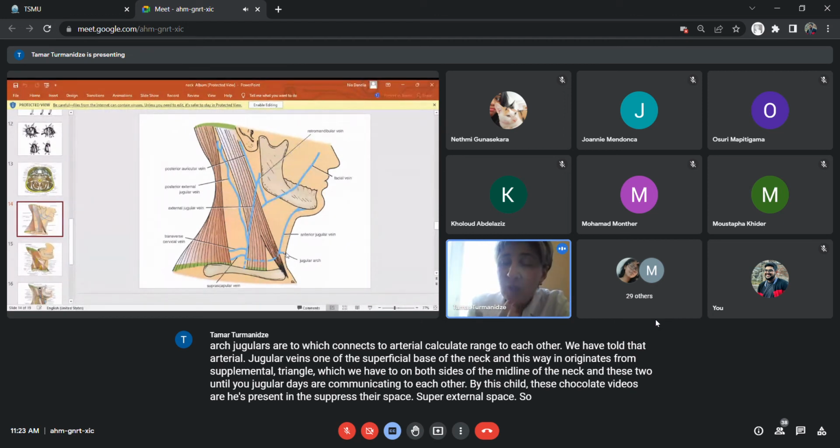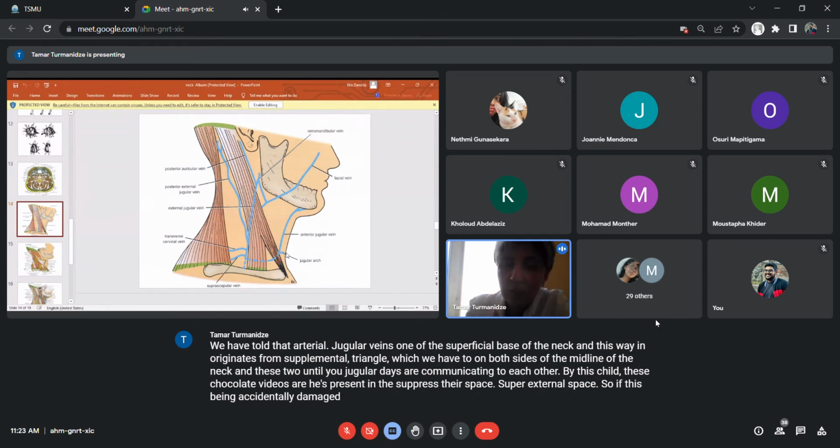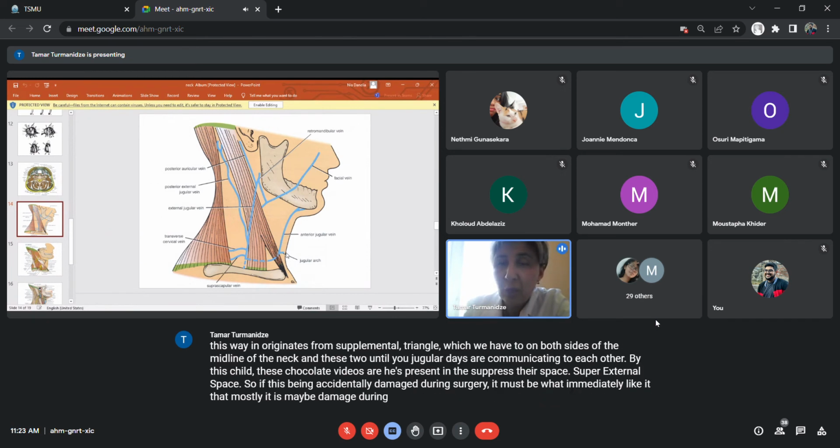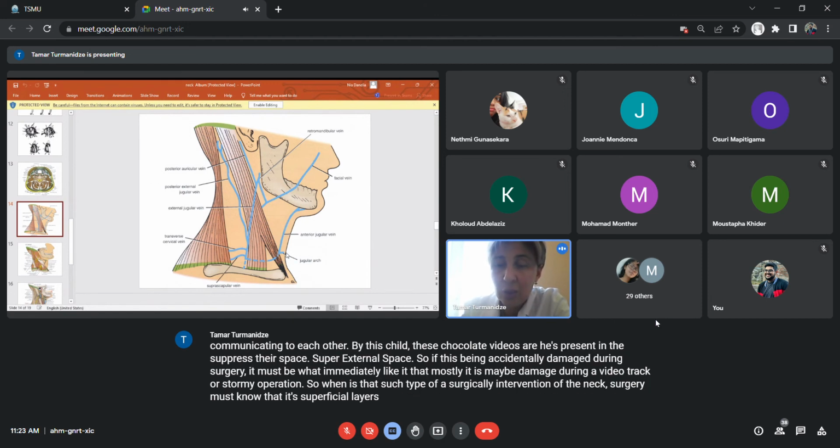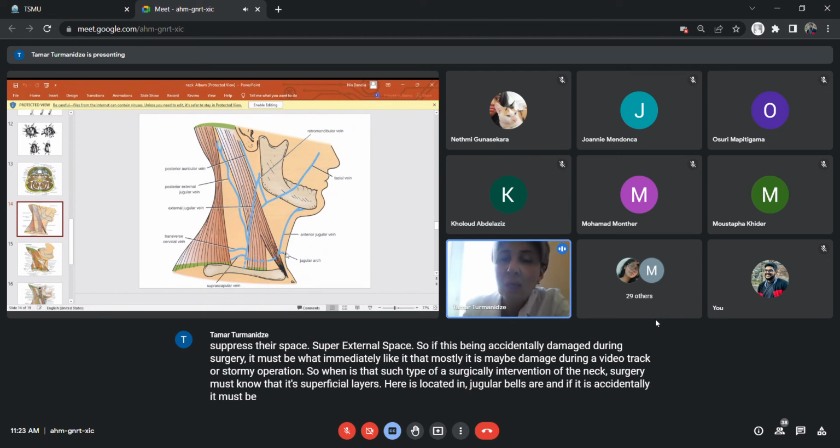So if this vein is accidentally damaged during surgery, it must be immediately ligated, and mostly it may be damaged during inferior tracheostomy operation. So when such a surgical intervention is done on the neck, the surgeon must know that in the superficial layers is located the jugular venous arch, and if it is accidentally damaged, it must be immediately ligated.